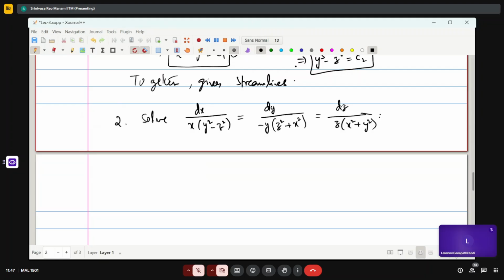For example, see here, can you make a grouping so that you know it works? No, right? Any two of them, if you pick up, you cannot get rid of that Z. So the only way to look for is the method of multipliers. So what is the multiplier that you have to look for?